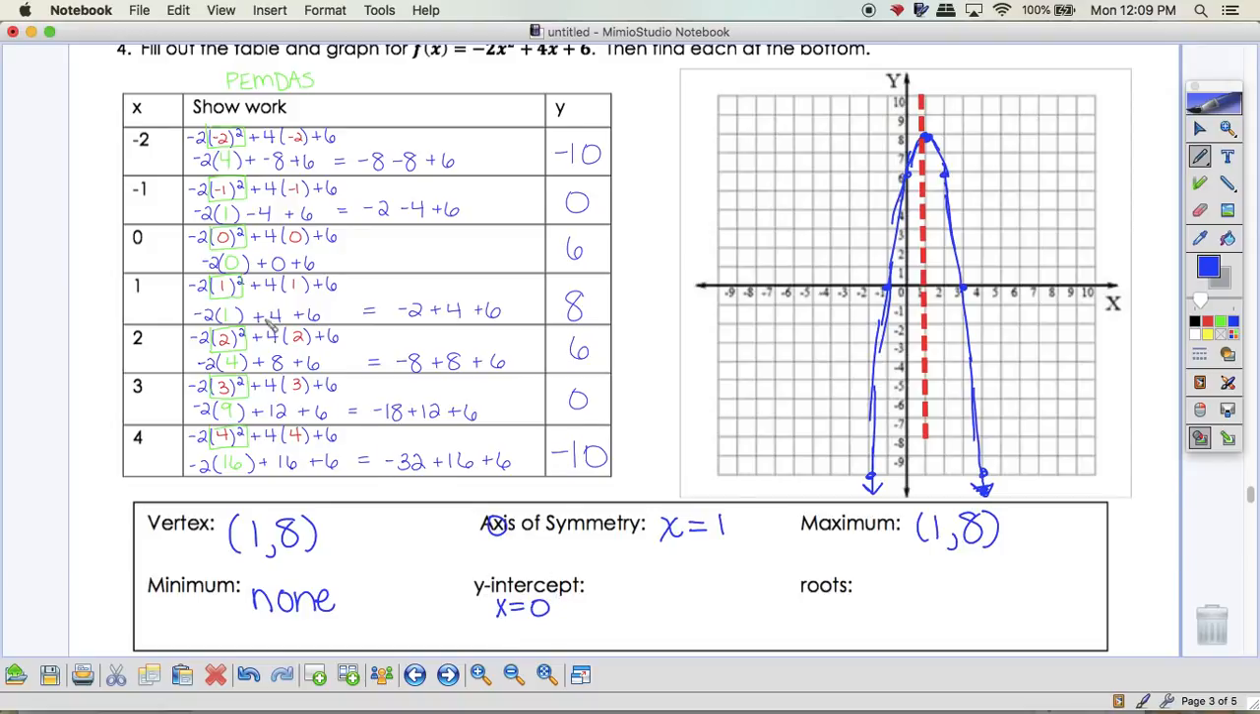The y-intercept, what do we always remember for y-intercept? X equals 0. So x equals 0 is the point 0, 6 here. You could look there or you could look on the graph. Roots are the same as x-intercept or 0. That's where y equals 0. So you could look on the table for y equals 0, or you can look at the graph. This has roots at -1, 0 and +3, 0.